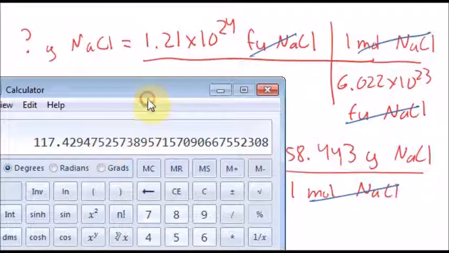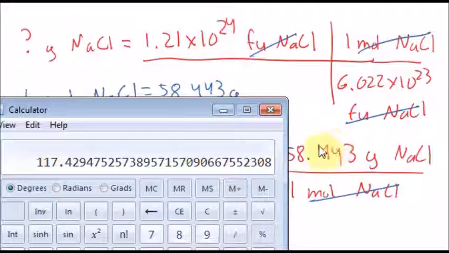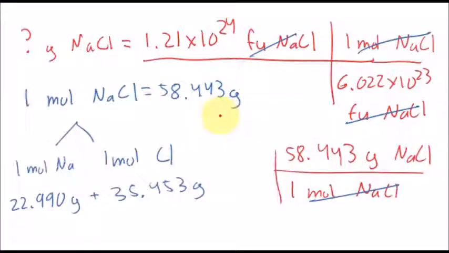And if you look at our significant digits here, this number has 3 significant digits, this number has 4, and this number has 5. So we're going to go with 3 and round our answer to just 117. So the answer here is going to be 117 grams.